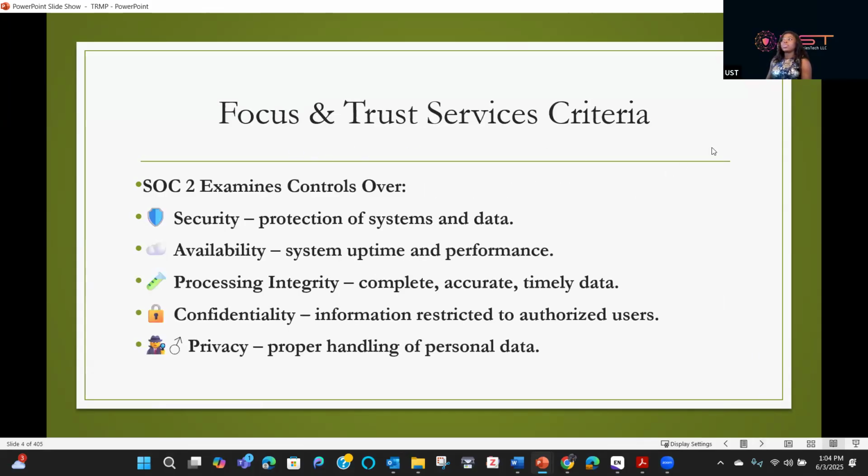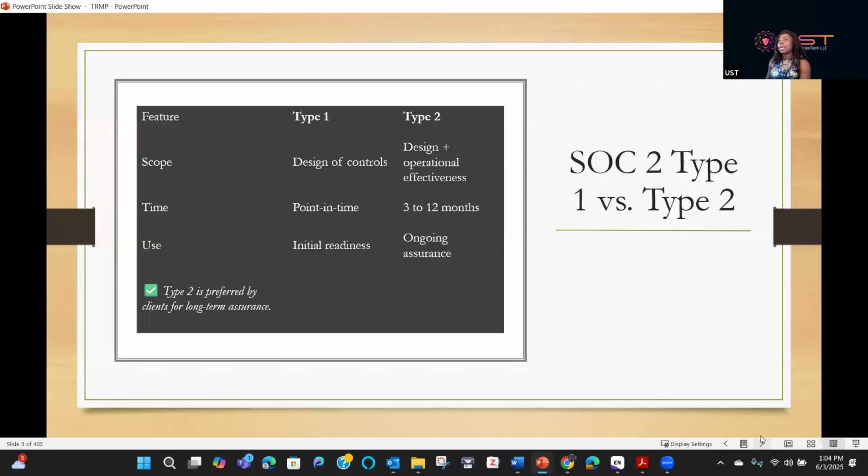What about the focus and trust service criteria? They say SOC 2 examines controls over security. We talk about data security, that is protection of systems and data; availability, system uptime and performance; integrity, complete, accurate, and timely manner; confidentiality, information restricted to authorized users; and privacy, proper handling of personal data, right? So we talk about the five trust service criteria, and this is exactly what SOC 2 entails, okay?